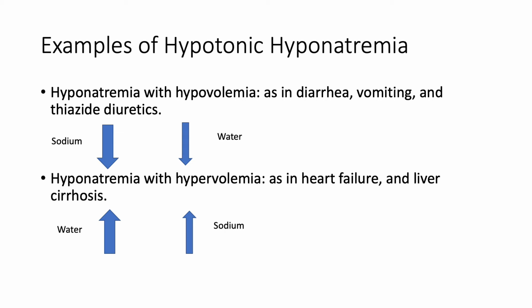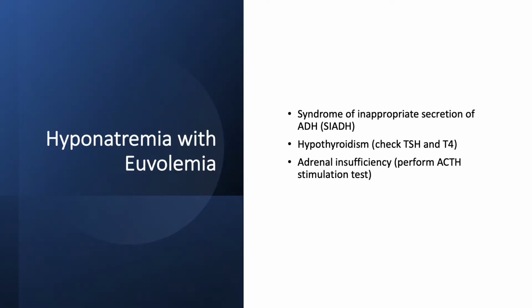And this is a summary of everything that we've talked about so far. And now this takes us to an even more exciting topic, hyponatremia with euvolemia. Euvolemia meaning the patient has normal volume, meaning we don't have signs of fluid overload or volume overload. This is where we see patients with the syndrome of inappropriate secretion of ADH, or SIADH. Before we can say that someone has SIADH, we want to make sure that they don't have hypothyroidism and that they don't have adrenal insufficiency.